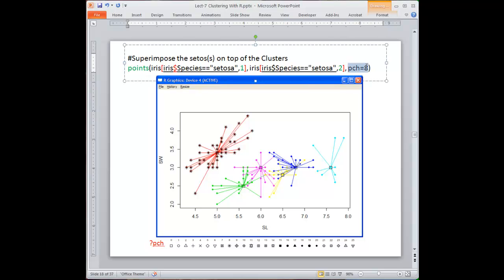And the PCH is 8. It means this is the size. PCH equal 8 is a star. And if you do a question mark on PCH in R, you are going to see this, and if you look at it, PCH 8 is this one.